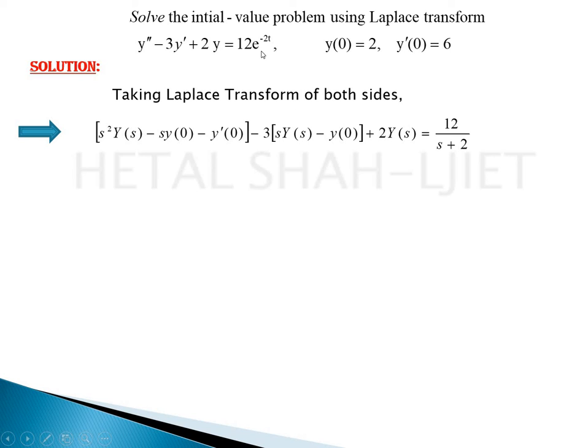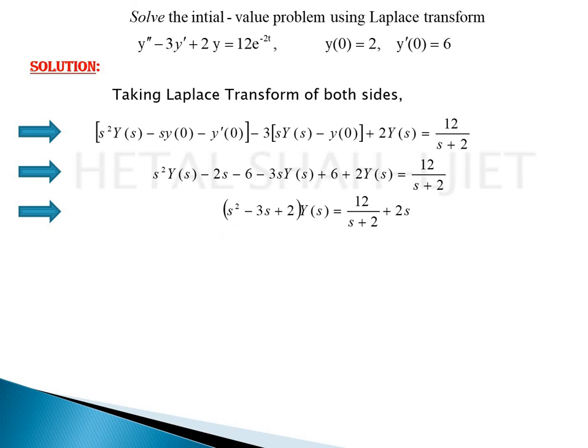Now, Laplace of e raised to minus 2t is 1 upon s plus 2. By putting the initial condition in the given equation, we get this final equation. Now take Y of s as a common factor: s square minus 3s plus 2, and the plus 6 and minus 6 cancel.